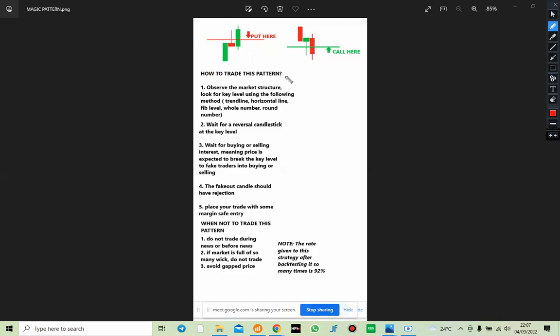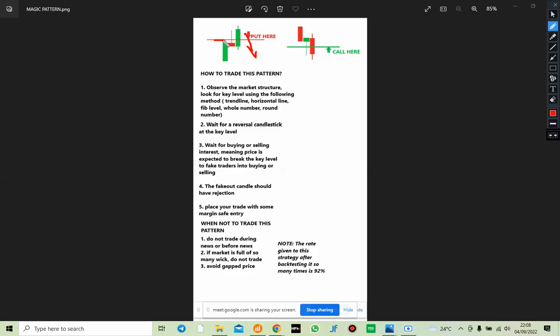But what I want you to observe is that if you see any key level around this area, then you see this kind of candlestick, then the market decided to continue to push the price higher. Once the price breaks this key level and you saw rejection, it indicates that this green candle is a fake candle. It shouldn't appear. So that means I'm going to put on the next trade.